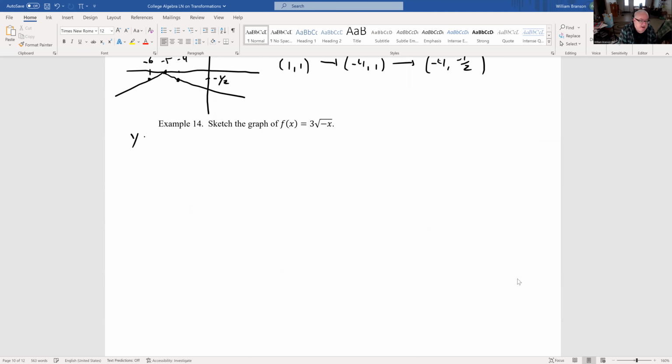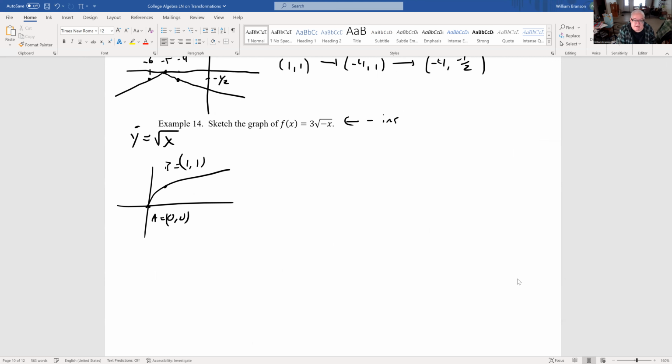Well, our base graph here is y equals square root of x, because it's a square root function. And that looks like this. A equals 0, 0. B equals 1, 1. And what do we have here? Minus inside means flip over y-axis. The 3 multiplication outside is a stretch away from the x-axis.